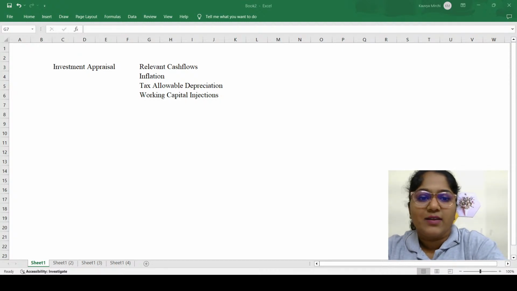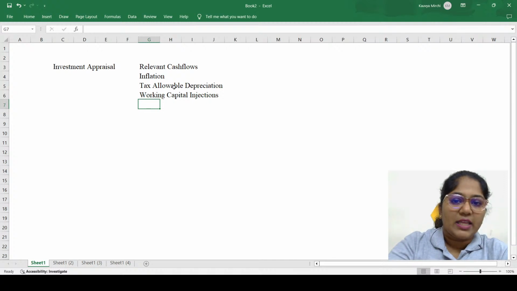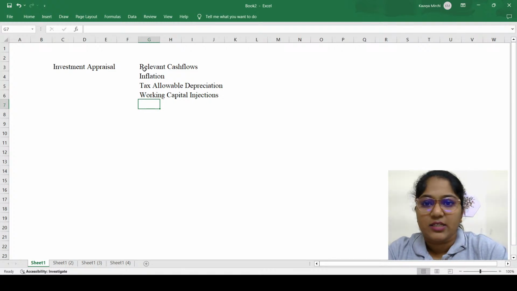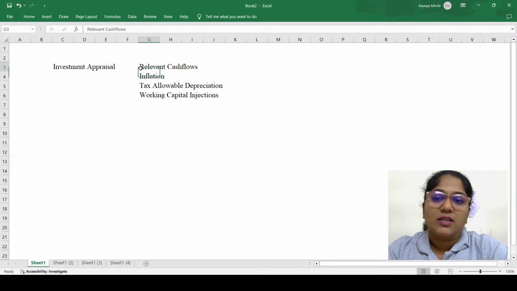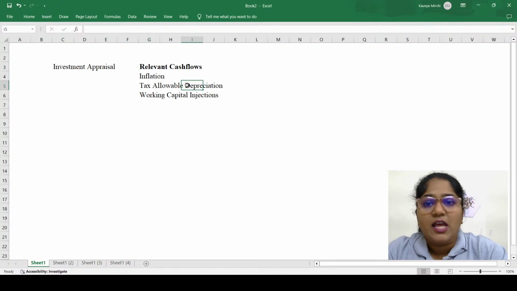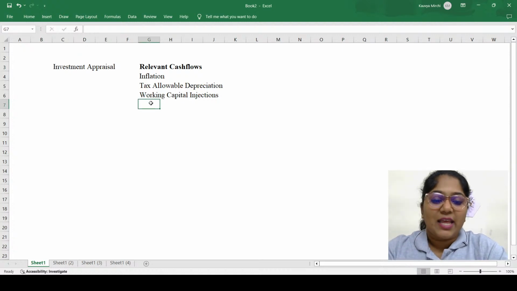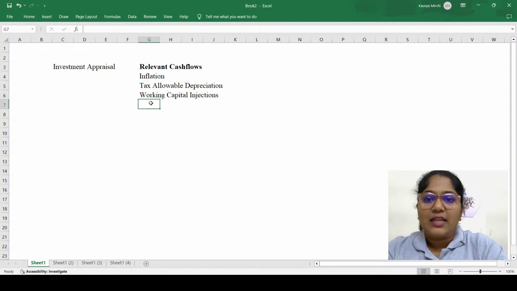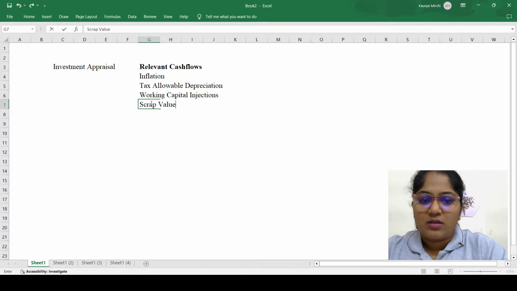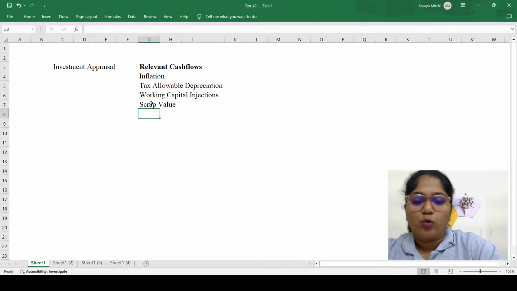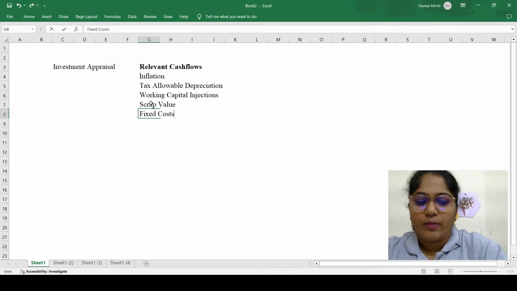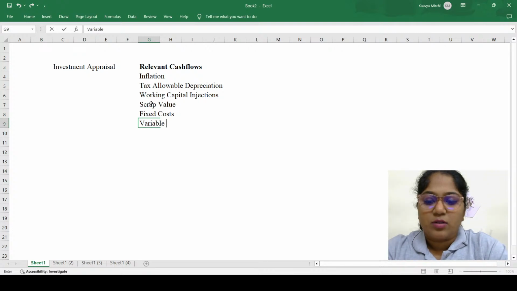Now, when I talk about relevant cash flows, isn't working capital injection one of the relevant cash flows? Yes, it is. Isn't inflation considered when we calculate relevant cash flows? Yes, it is. And tax allowable depreciation? Yes, of course. Apart from this, what else? The major ones are the first three. Beyond that, you can expect scrap value. You might also expect some fixed costs and variable costs, and of course sales or revenue value.